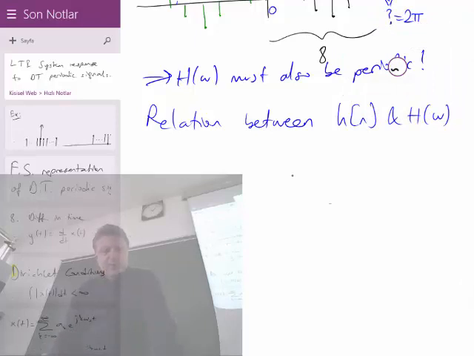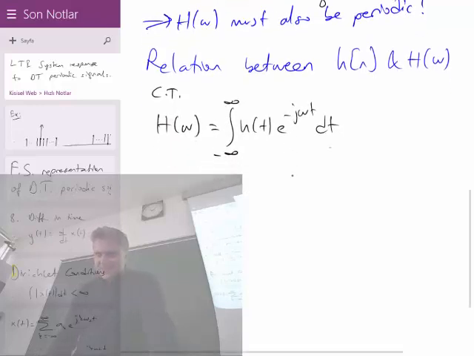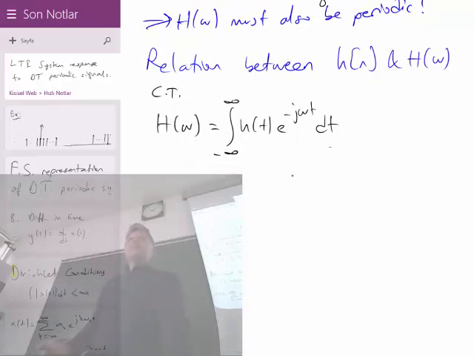First of all, in terms of h of t, it was something like this. H of omega in continuous time systems. The H of omega formula was an integral from minus infinity to infinity of h of t e to the minus j omega t dt. So this was the formula for the reconstruction of H of omega, the frequency response, from the impulse response. h of t is the impulse response.